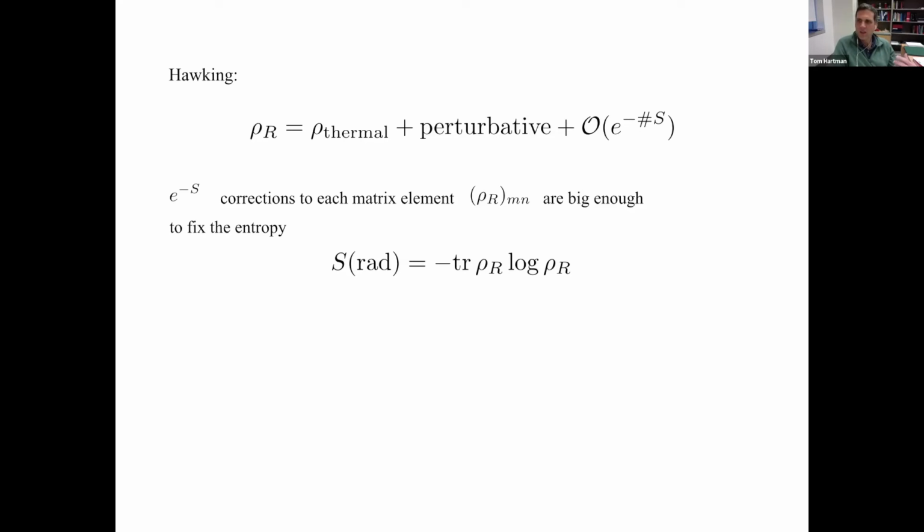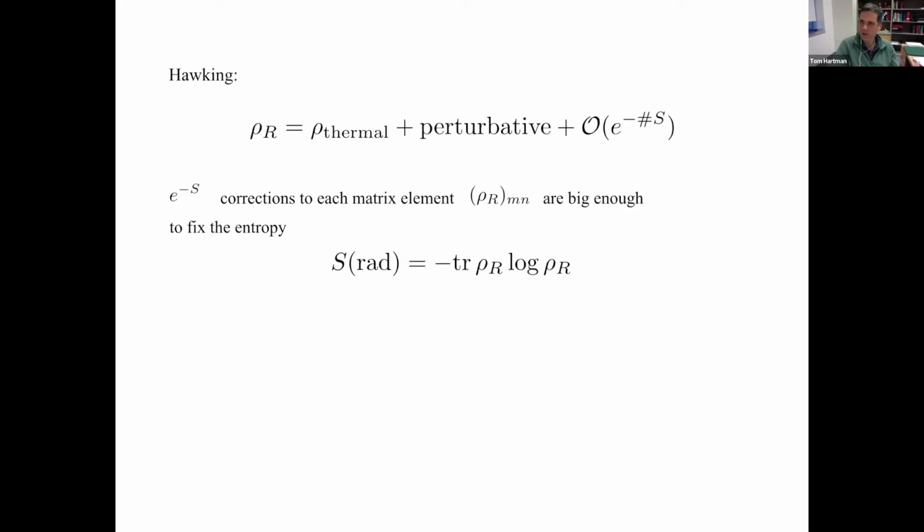The reason that we need to be careful with this approximation is that these e to the minus S corrections to the matrix elements of the operator rho sub r might be big enough to change the entropy at leading order.